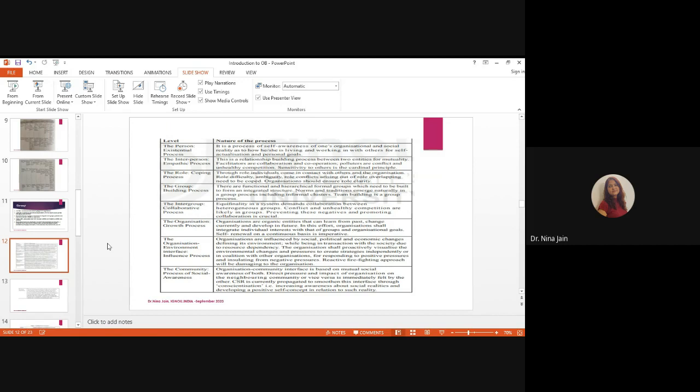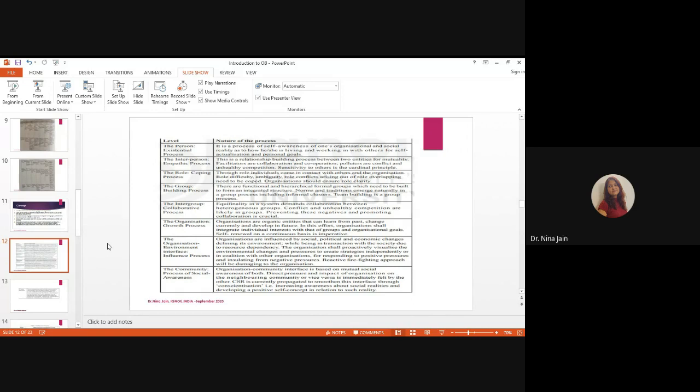So the second thing that was said was the interperson empathetic process. This is a relationship building process between two entities for mutual benefits. So facilitators generally collaborate and cooperate. They also fight. They also have unhealthy competition, and they are sometimes sensitive to others, sometimes not sensitive to others. So all these things we study in the interperson empathetic process.